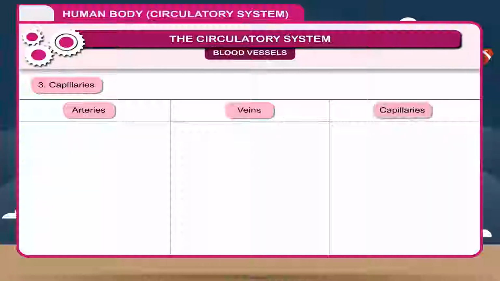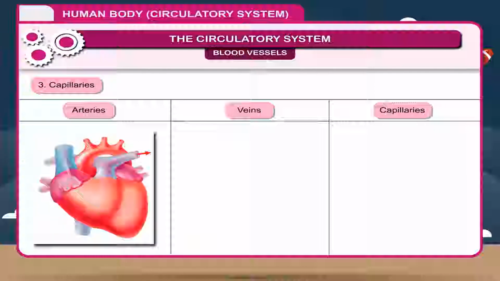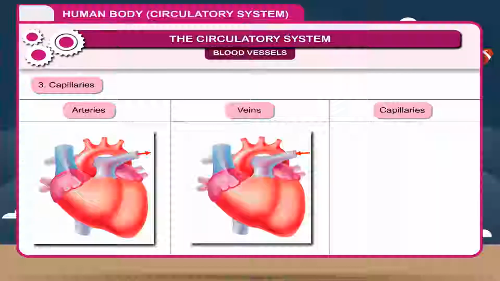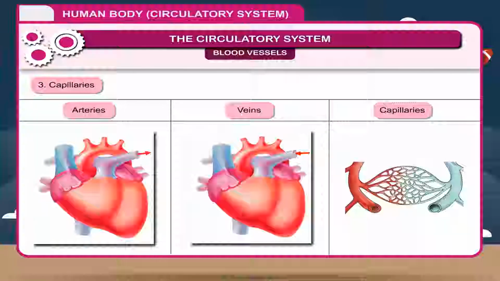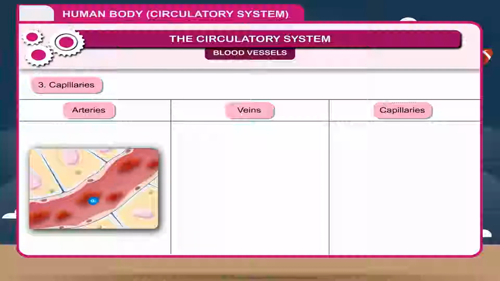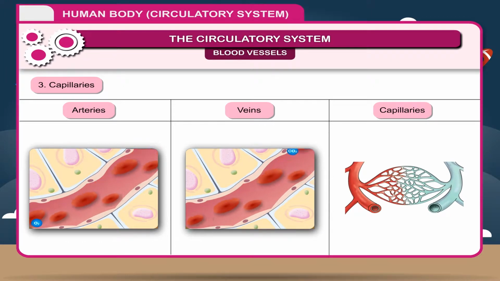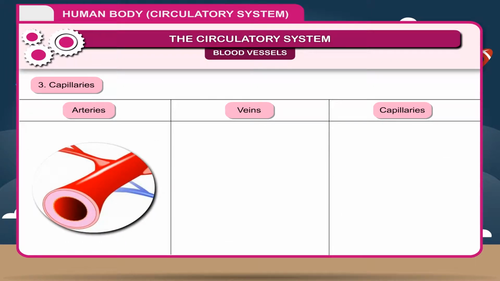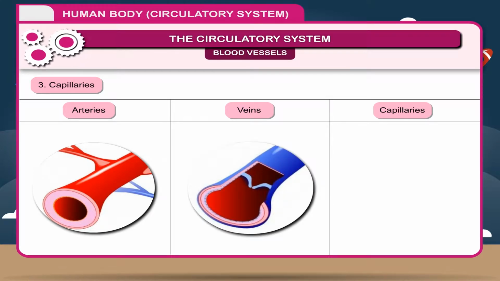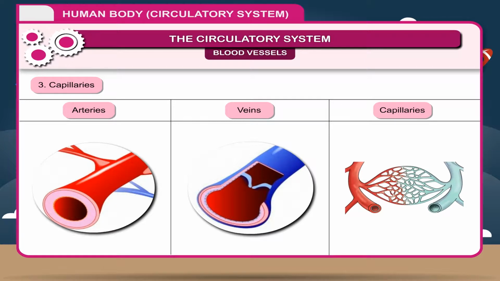Arteries, veins, capillaries. 1. Arteries carry blood from the heart to other organs and body parts. Veins bring back blood to the heart from other organs and body parts. Capillaries carry blood from arteries to veins. 2. Arteries carry oxygenated blood. Veins carry deoxygenated blood. Capillaries carry both. 3. Arteries have thick muscular walls and no valves. Veins have thick muscular walls and valves. Capillaries are very thin, made up of a single layer, and have no valves.